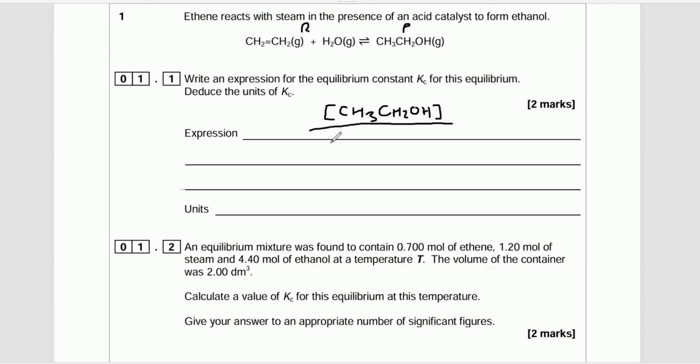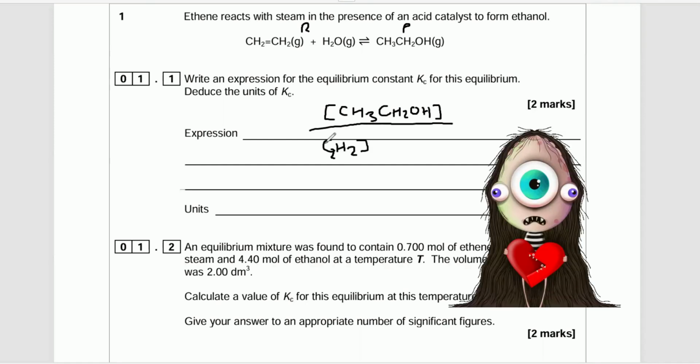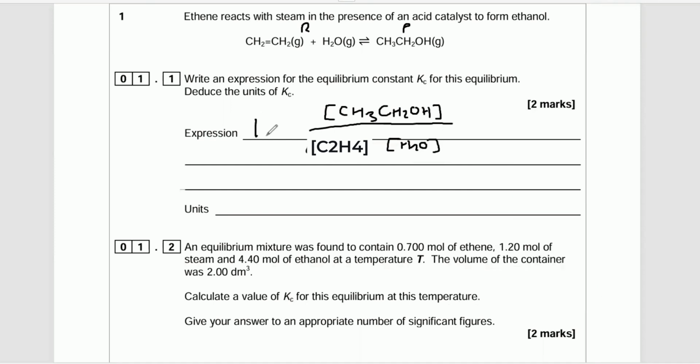And then this is going over the top of C2H4, made that ugly, and then H2O. And that is Kc. So Kc is equal to the product over the reactants. Notice there are no coefficients, so I don't need to put to the power of for any of these. The next step is calculating the units.